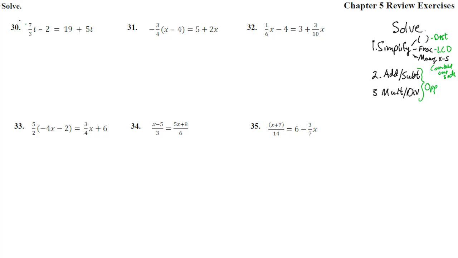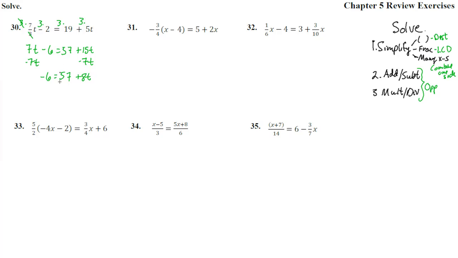We do. Let's multiply through by that least common denominator and watch the magic happen, that we will not have fractions left. The 3 cancels. Indeed, we have 7t minus 6 equals 3 times 19. 3 times 9 is 27. Carry the 2, 57 plus 15t. Good. Do we have many t's? We do. Let's subtract 7t from both sides. You'll notice I am partial to keeping the number in front of the t positive. Negative 6 equals 57 plus 8t.